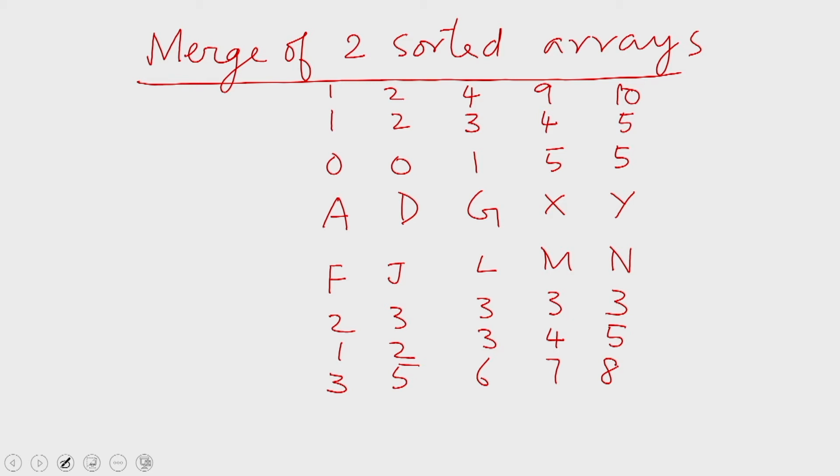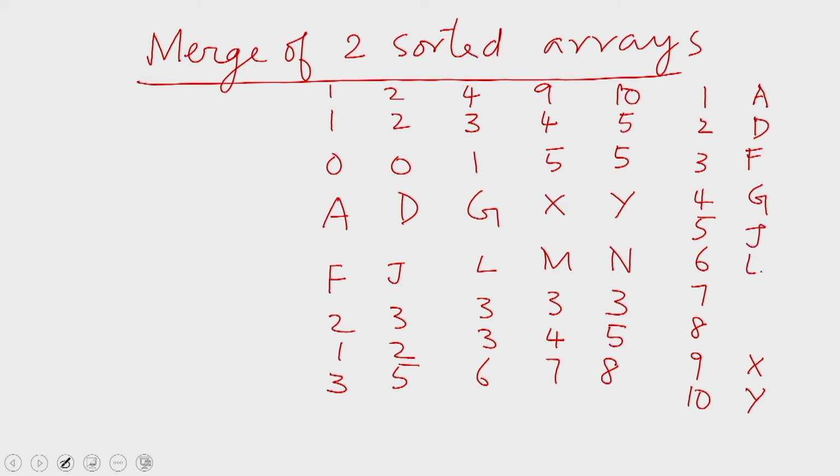So, every processor sitting on every single element in these two arrays now knows which position it should occupy in the final sorted array. Accordingly, if we take an array of size 10 in which we are going to write the output, G knows that it should occupy the 4th position. Likewise, A knows that it should occupy the 1st position, D knows that it should occupy the 2nd position, X and Y know that they should occupy the last 2 positions. Then the remaining positions will be occupied by F, J, L, M, N, and the array will be sorted. So, cross ranking is essentially equivalent to merging two arrays.